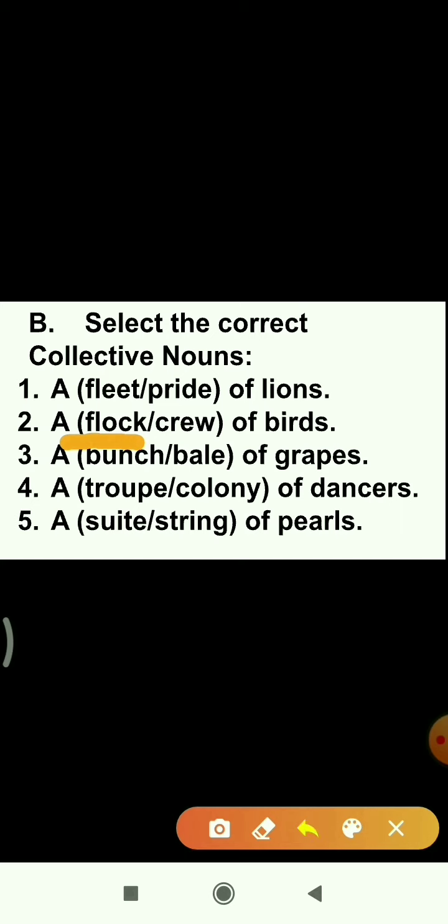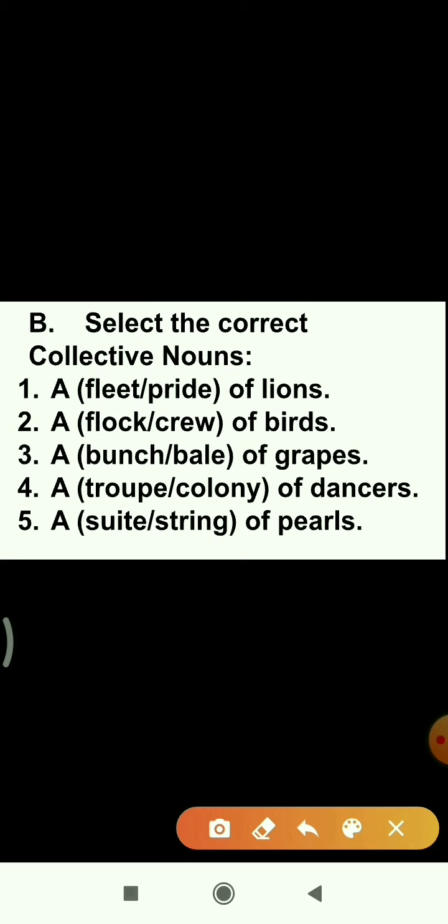Next one. The third sentence. A bunch or bale of grapes. Now, the bale, it goes with what? It goes with cotton. Bale of cotton, we say. Right? So, what is the answer here? A bunch of grapes. Right. Next one. A troop or colony of dancers. Now colony is what? Colony of ants, we say, right? So what is the answer here? A troop of dancers. Right? We got our answer here.